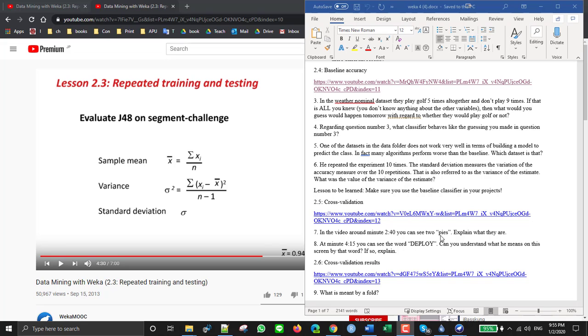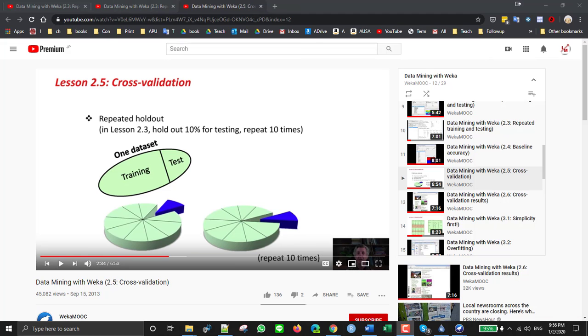Okay, let's talk about cross-validation next. You can see 2 pies. What are they? Let's see that. Here we see 2 pies, and this is explaining the idea of cross-validation. The whole circle represents the entire data set, and you split it up into usually 10. We call them folds, 10 folds.